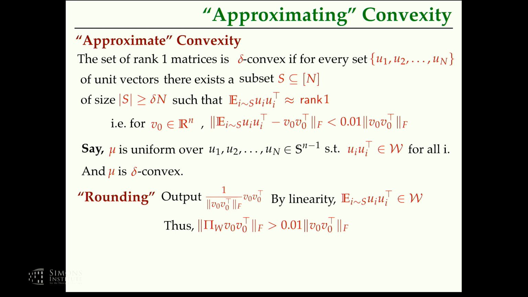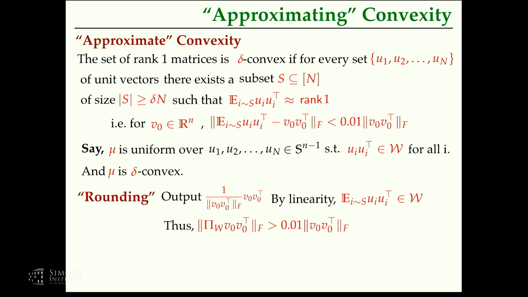Say mu is uniform again over some subset of unit vectors, such that they were solutions to the program I care about, and say mu happened to be such that the set of rank 1 matrices was delta convex. Then what I will do is say I could also find this set which witnesses delta convexity efficiently, while I'm wishing I might wish for everything. Then what I would do is just compute the expectation of UI UI transpose restricted to this set, take the top eigenvector and round. Okay? And just by almost construction, we have ensured that this will succeed.